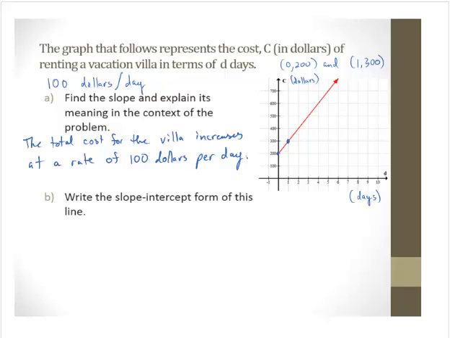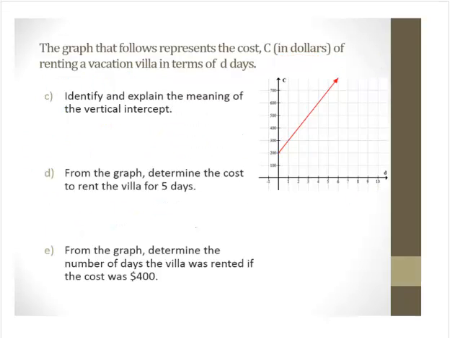Write the slope-intercept form of this line. Well, we know the slope is 100, and we know the y-intercept. We found that earlier. The y-intercept was 0, 200. So we can write the slope-intercept form as, well, we're not going to use y and x. C is equal to 100 d plus 200. All right, so we again have this graph, and we're asked a few other questions. But let's recall that we found earlier that the cost was equal to 100 d plus 200.